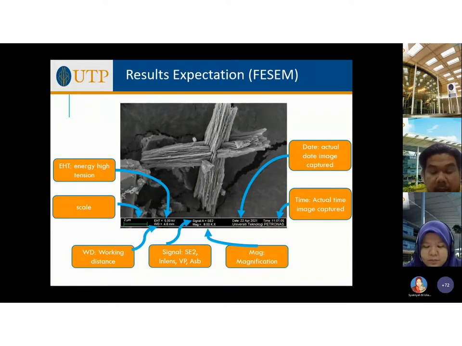Normally the magnification for FESEM can be as low as 20x to a maximum of about 300,000x, depending on the sample. Not every sample can go to very high magnification. Only with the inlens can we go to high magnification. If your sample is not very conductive, normally we can't go to very high magnification, and also we can't use the inlens detector.